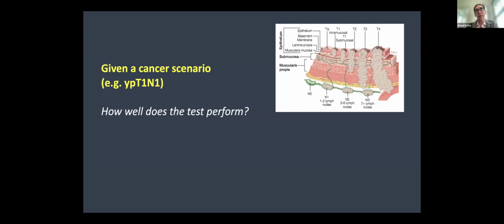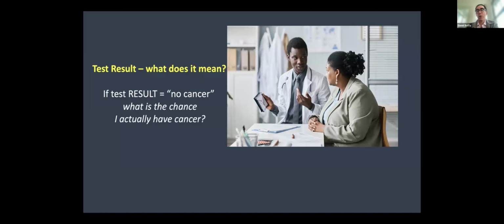Well, patients don't think that way. They don't care about scenarios and how the test performs. They want to know about test results and what does it mean. So if a test says no cancer, what is the chance that you actually have cancer? That's the false negative rate that really matters most to patients, and that points to negative and positive predictive value.